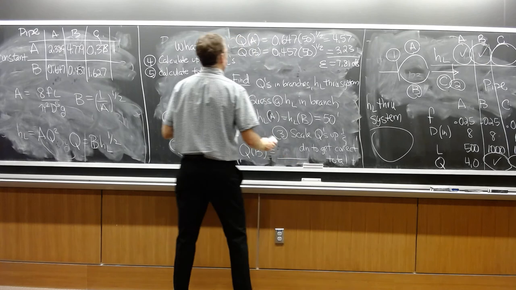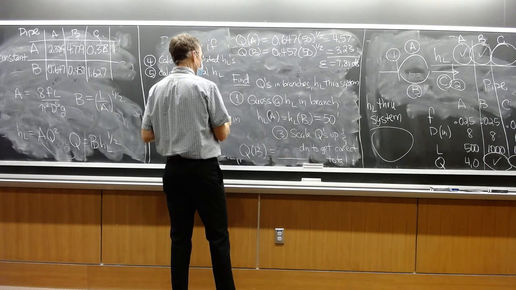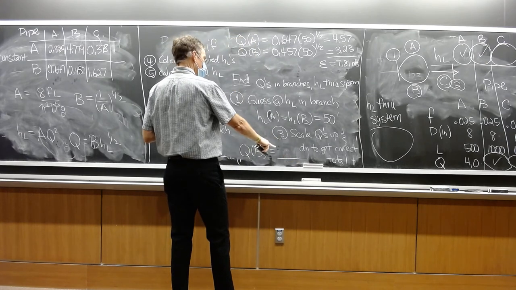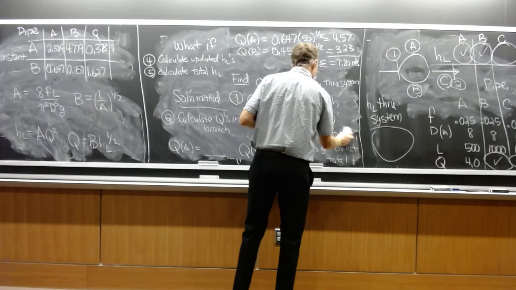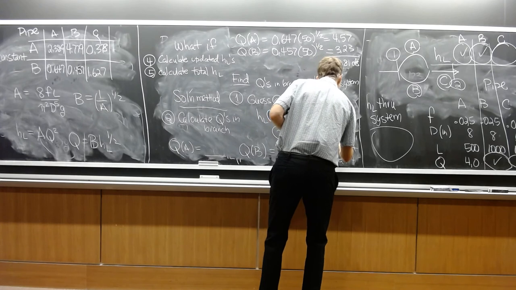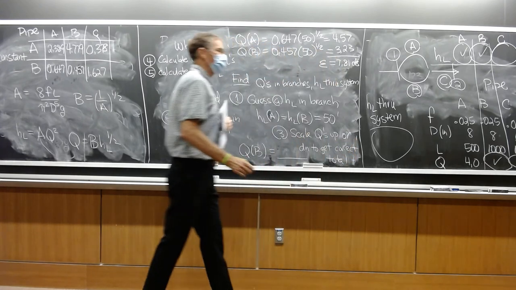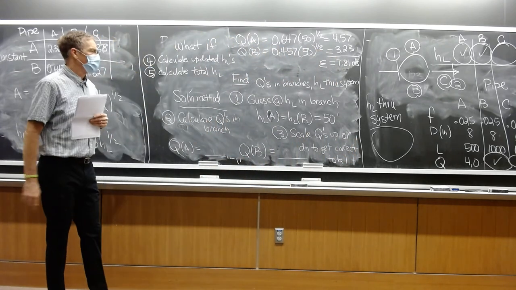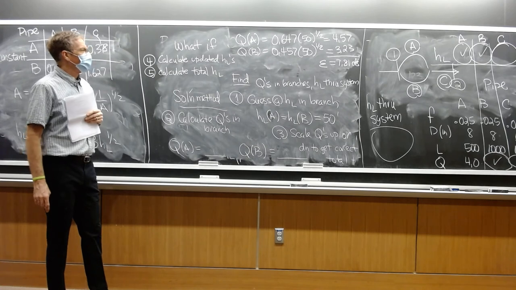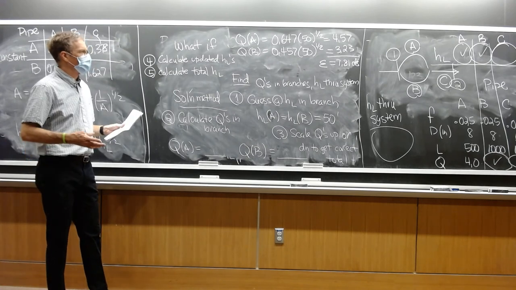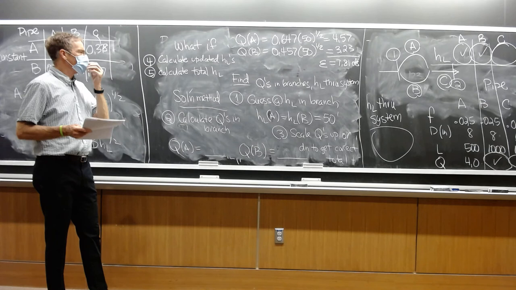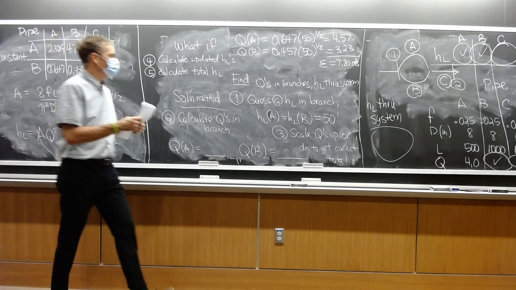So now we're going to update those flows. We're going to now do step 3, scale up. I would say scale up or down. You don't want to do both. It doesn't make sense to do both. You've got to do one or the other to get the correct total. In this case, we need to scale up.